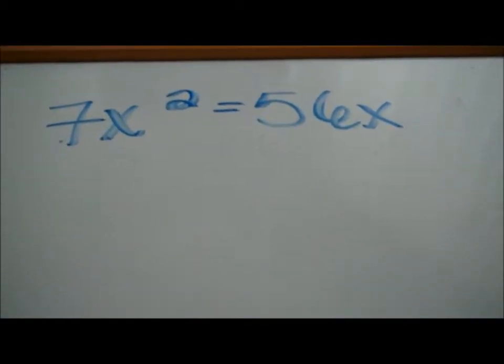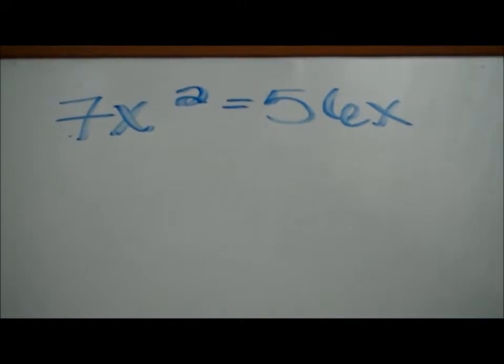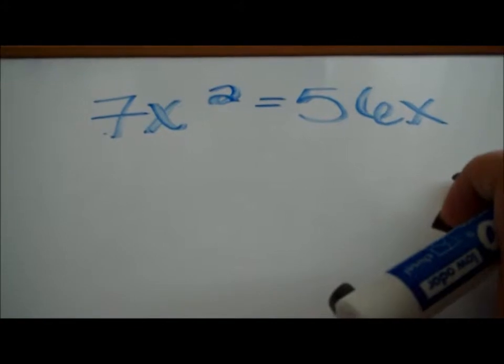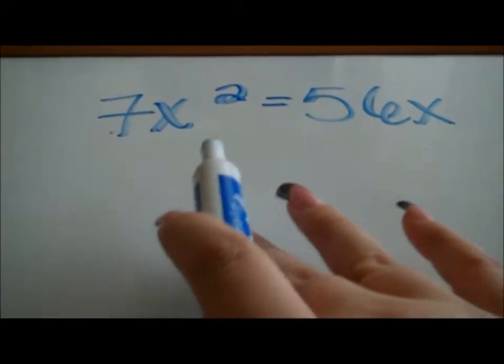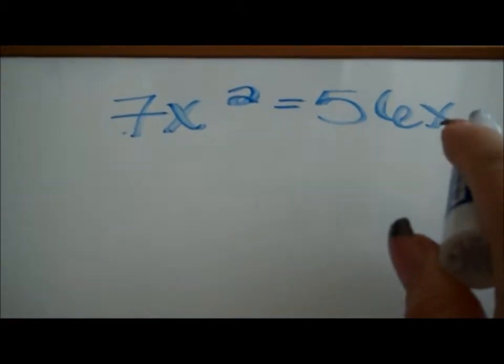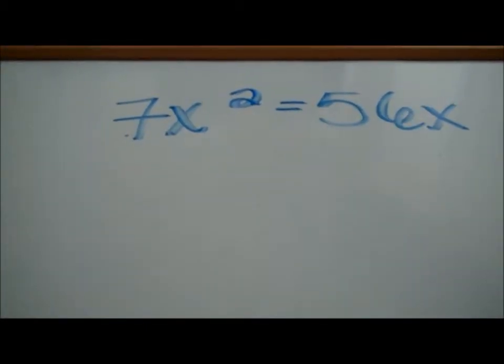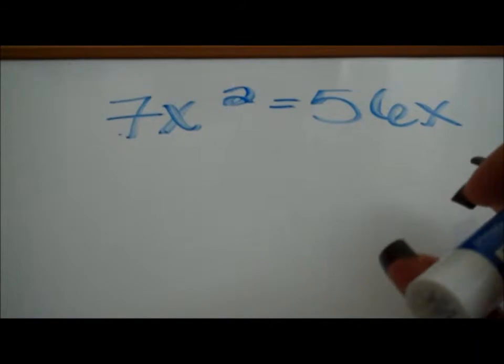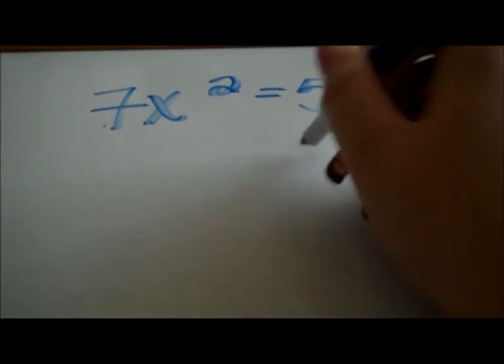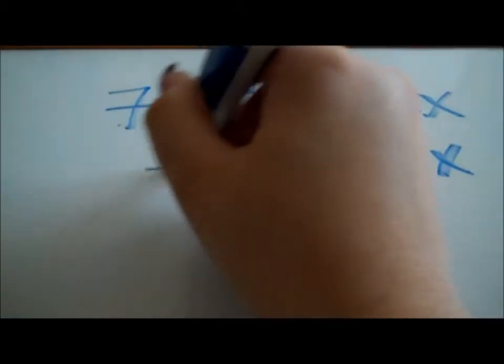Okay, in this example we have 7x squared equals 56x. So in order to solve this, this side needs to be 0. You always want to try to keep your x squared positive, so we wouldn't want to move the 7x squared to the right hand side because that would then change it into a -7x squared. So we need to have a 0. There always has to be a 0 in order to solve. So we subtract 5x on both sides.